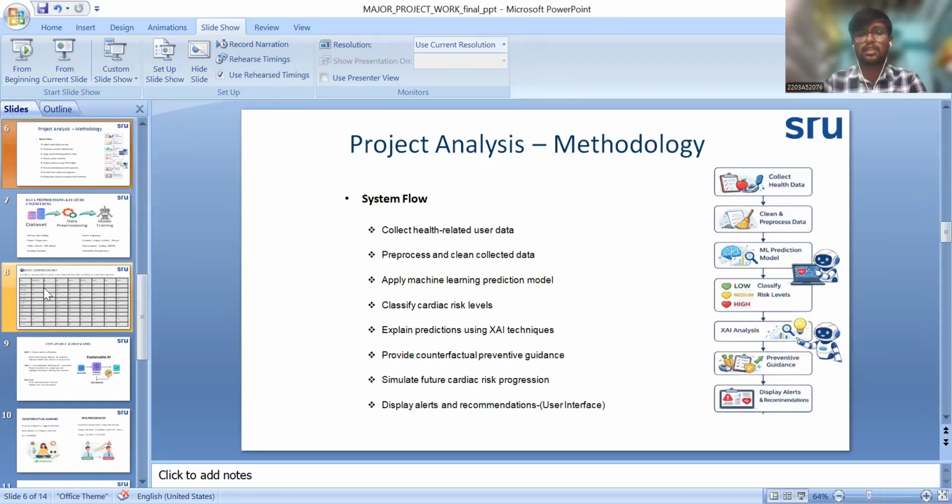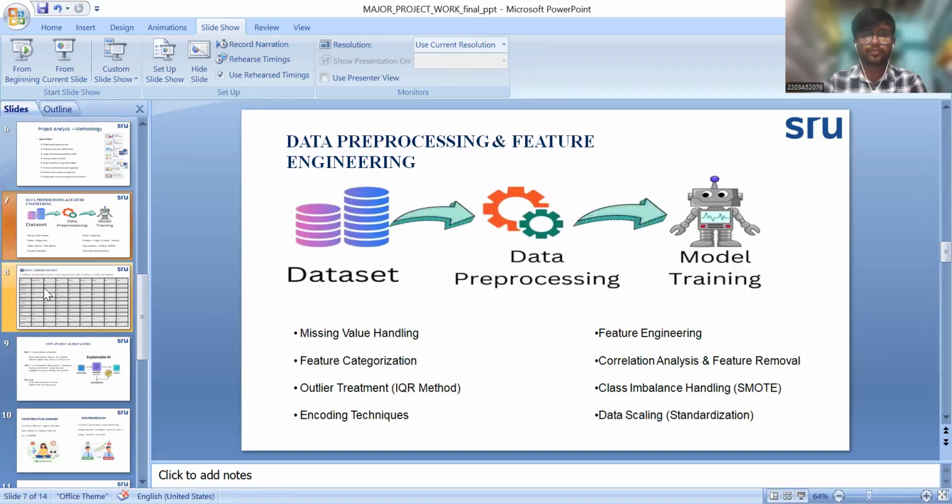So this is the methodology that we followed. We initially collected health-related data from the dataset I mentioned, then pre-processed and cleaned the collected data, applied multiple machine learning models and classified cardiac risk levels like low and high. We explain predictions using XAI techniques like LIME and SHAP, provide counterfactual preventive guidelines, simulate future cardiac risk progression, and display alerts and recommendations. So we made an interface for this. I'll show you at the end of this explanation.